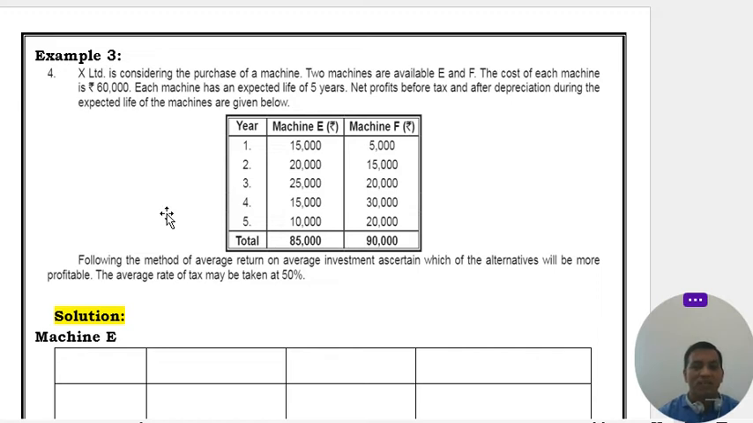What about the average investment? Original investment divided by 2. If there is any scrap value or any additional net working capital, we will adjust that also in the formula. But in this problem, there is no scrap value, no additional net working capital. So we will use the simple formula, original investment divided by 2. So let us start first with mission E.